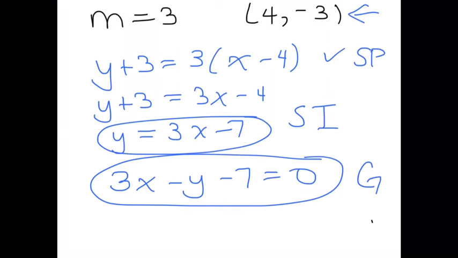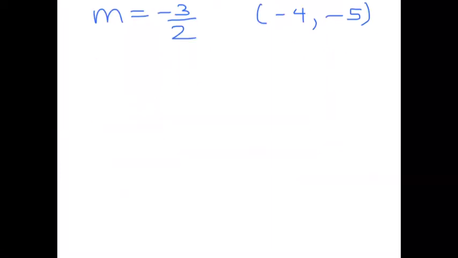Let's do one with fractions. All right, once again, given a slope of minus 3 halves, which is 3 down, 2 to the right, and a coordinate of minus 4 and minus 5, that's your x and your y, let's come up with all three equations. Go ahead, when you're ready, come back and check the answers.